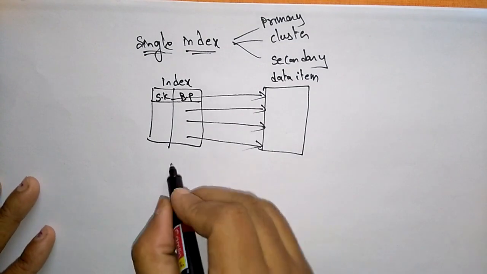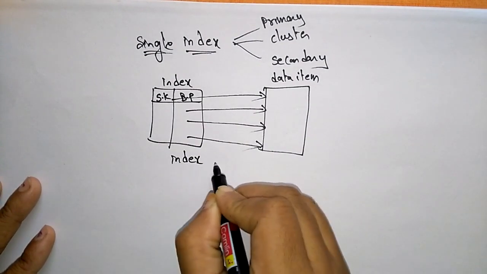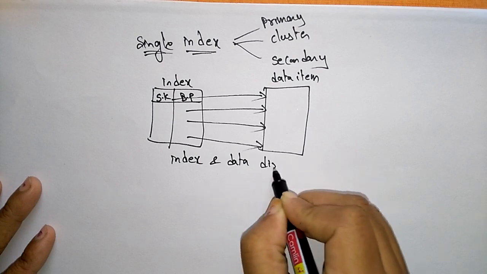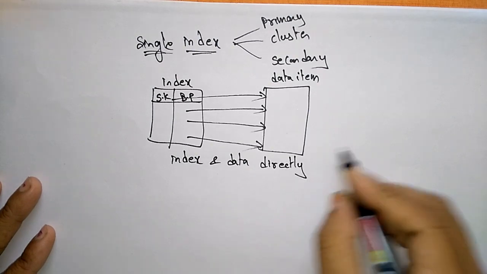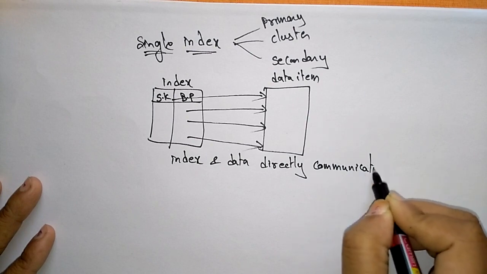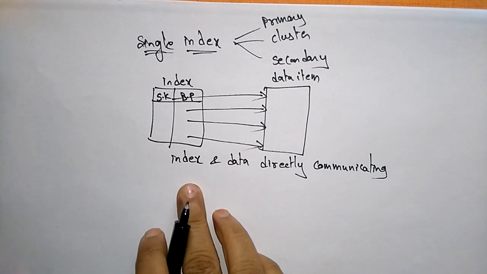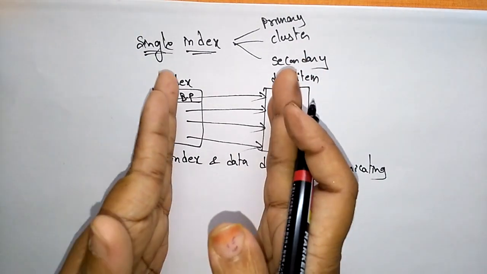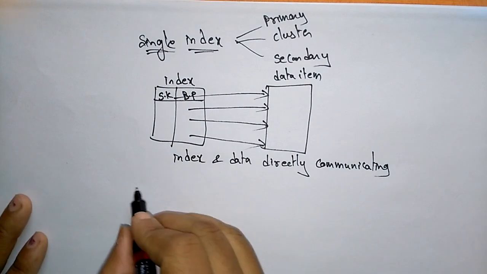Here the index and data are directly communicating. Okay, here index and data are directly connected to each other. So you call this a single index. Coming to multi-level.